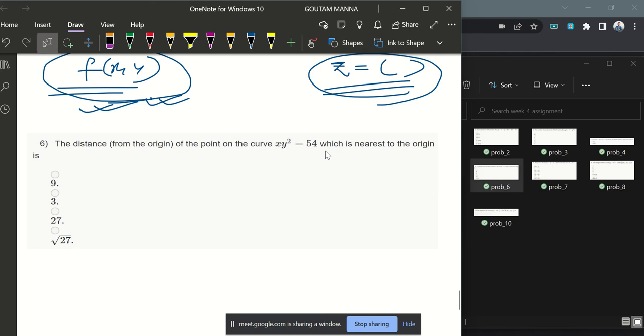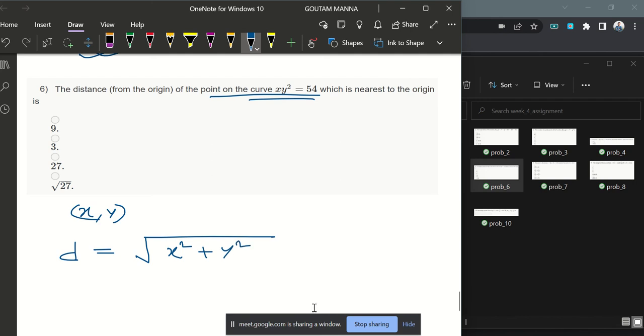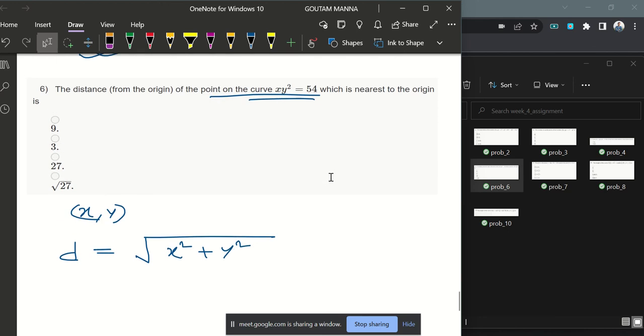You are asked to find a point on this curve xy² = 54 such that the distance between the point and the origin will be minimum. So basically you need to minimize. You are in 2D, so you need a point (x, y) such that the distance d between this point and the origin (0, 0) is given by the square root of x² + y², and that will be minimum.